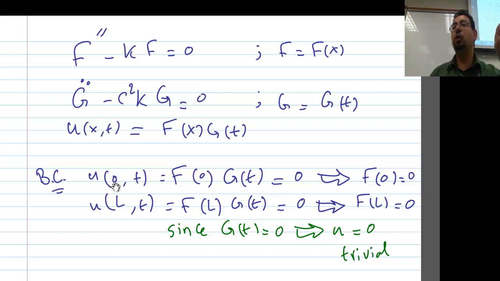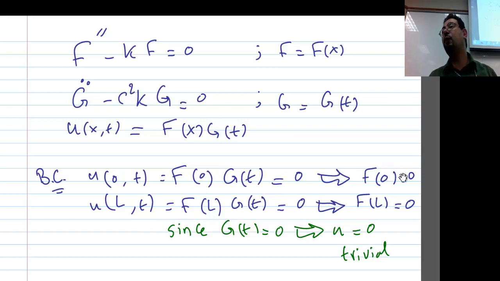So we have two boundary conditions, u of 0 and t and u of L and t. Remember, we are holding the wire from both sides. So if u of 0 and t is equal to 0, that means f of 0 times g of t is 0. The fact that f times g equals 0 doesn't mean that g is 0. If g of t equals 0, that means g at any t is 0. That means that u is 0, because u is f times g. So that's the trivial solution. We are not interested.